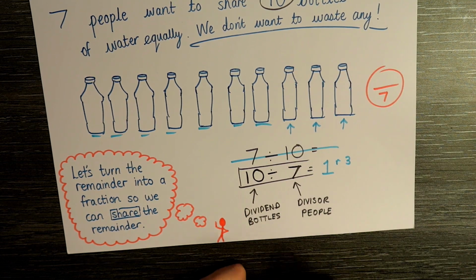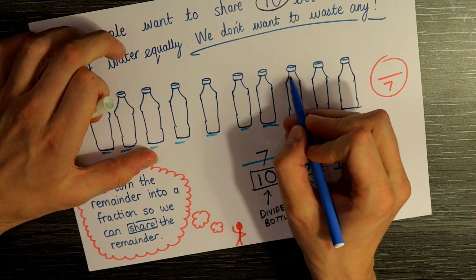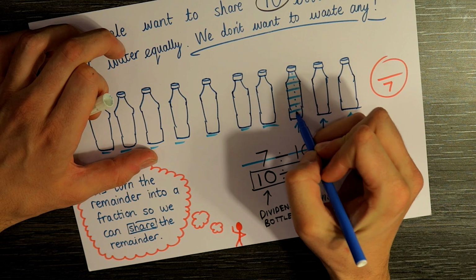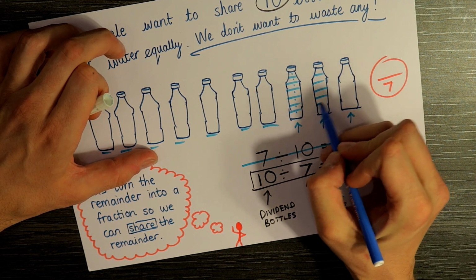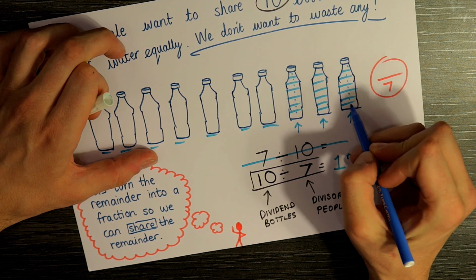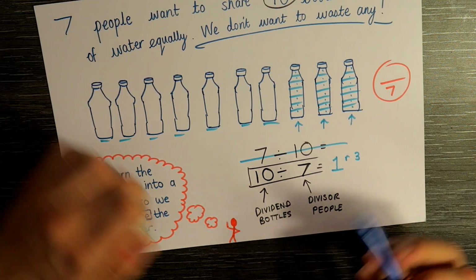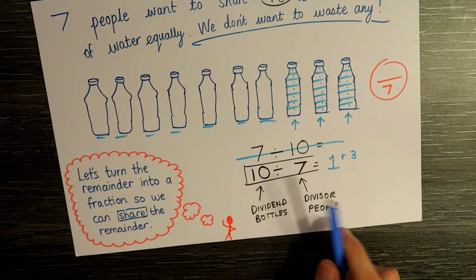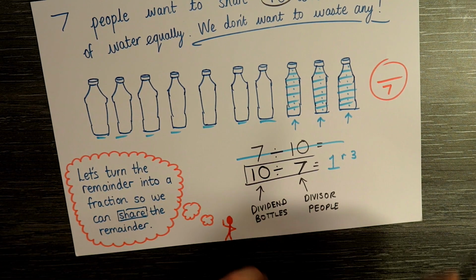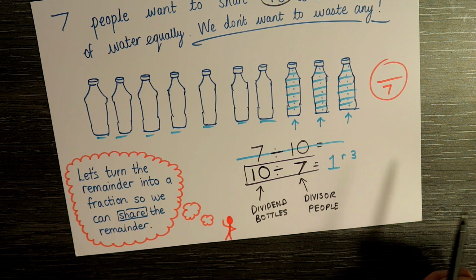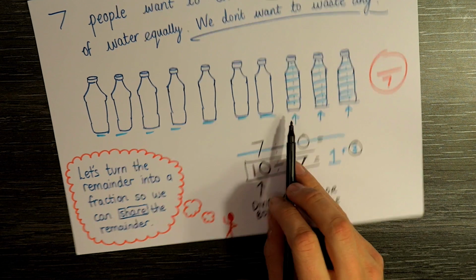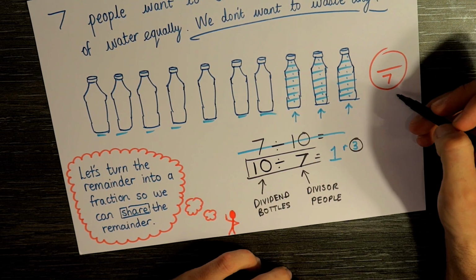Exactly, 7 pieces altogether. So this bottle is going to be 1, 2, 3, 4, 5, 6, 7. There we go. And the same for the others. So we split up each bottle into 7 parts. Now, how you do that in real life doesn't matter. But mathematically, 3 bottles are now split into 7 parts. Now, the remainder tells us that we've got 3 bottles. We split those 3 bottles into 7 parts.